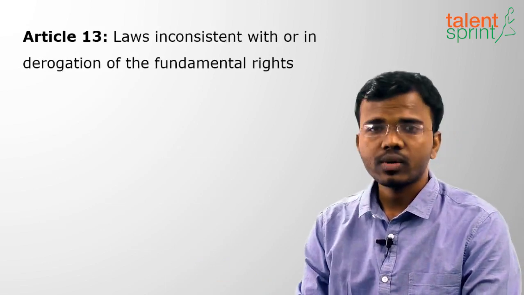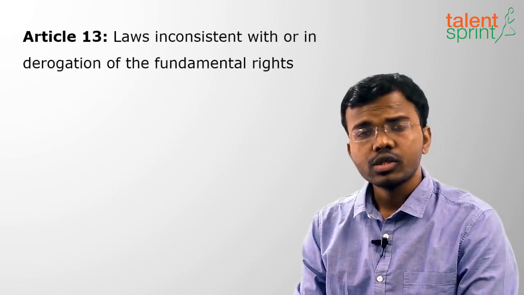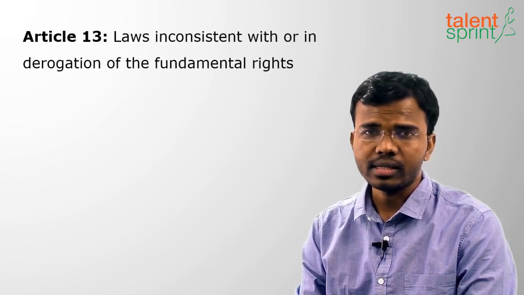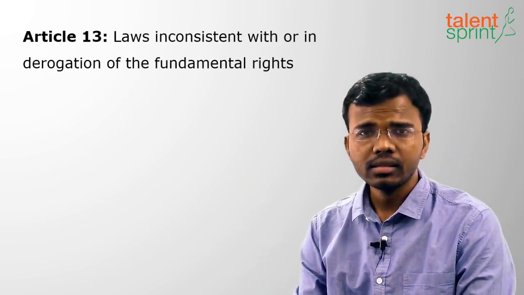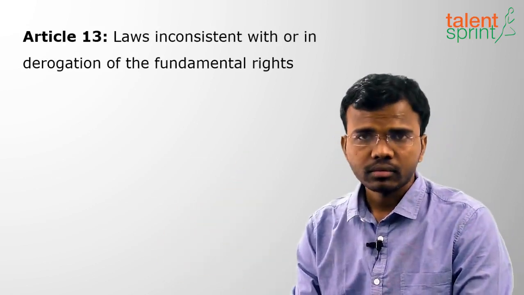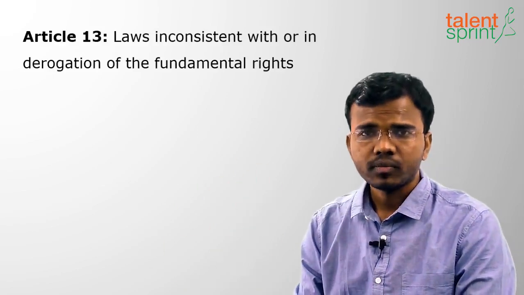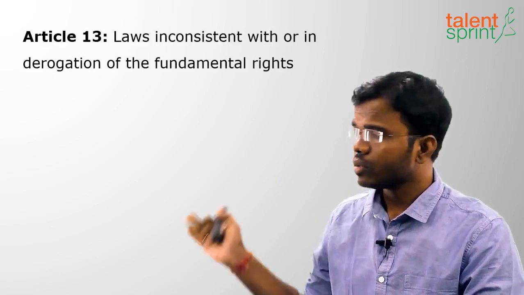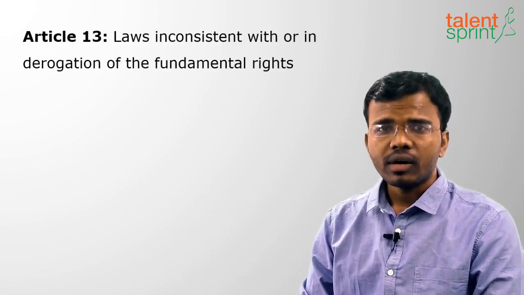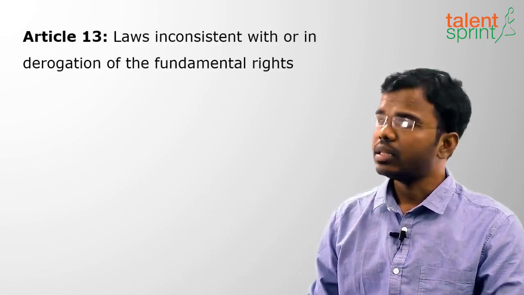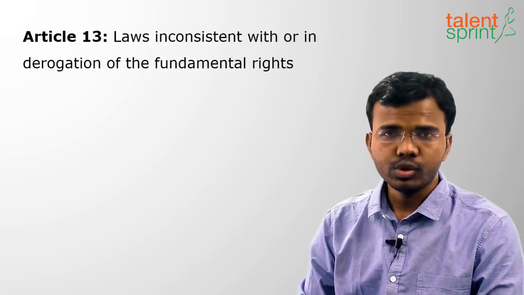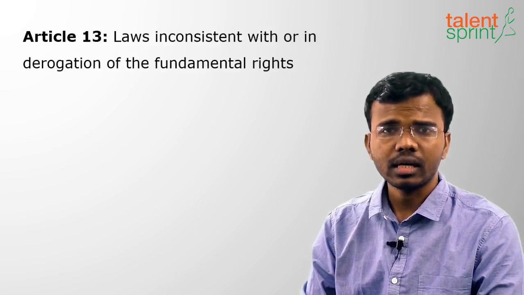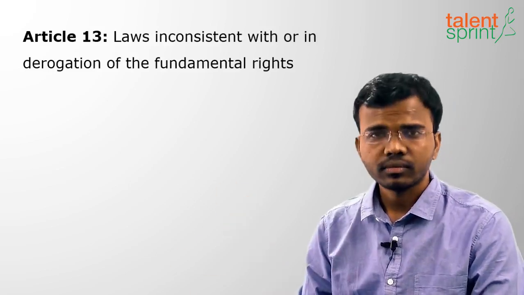Moving on to the next one, article number 13. Laws which are inconsistent with part 3, that is fundamental rights, are declared null and void. What do you mean by null and void? Whenever the Parliament or state legislature makes laws to take away the fundamental rights of citizens, they are declared null and void by the judiciary, that is the courts. So we cannot take away fundamental rights under article number 13.